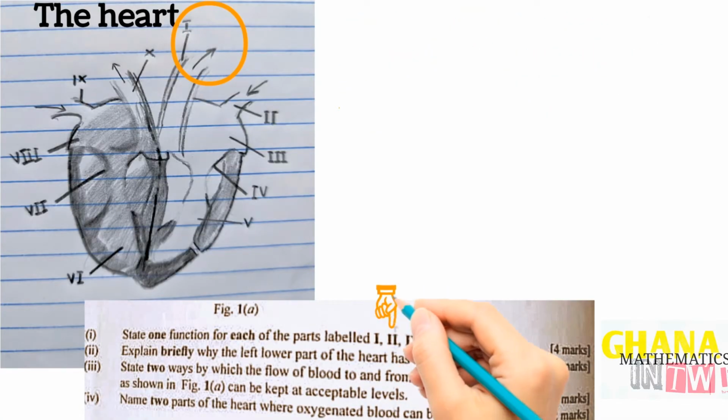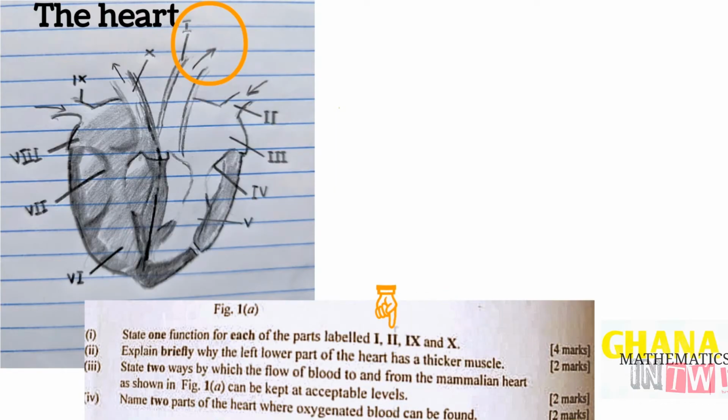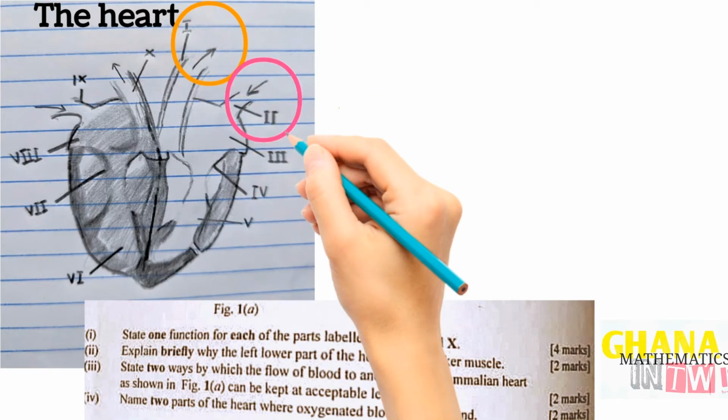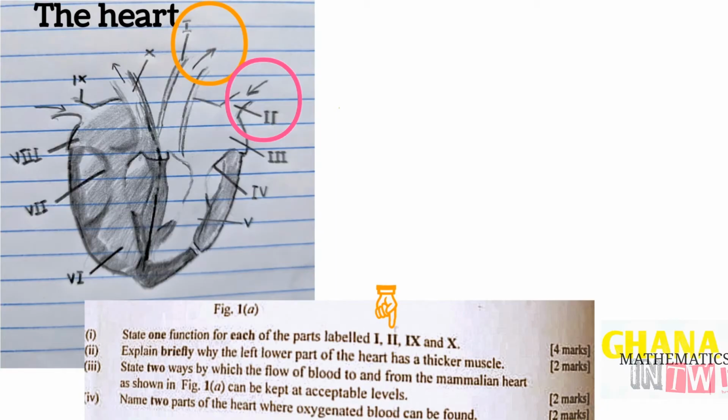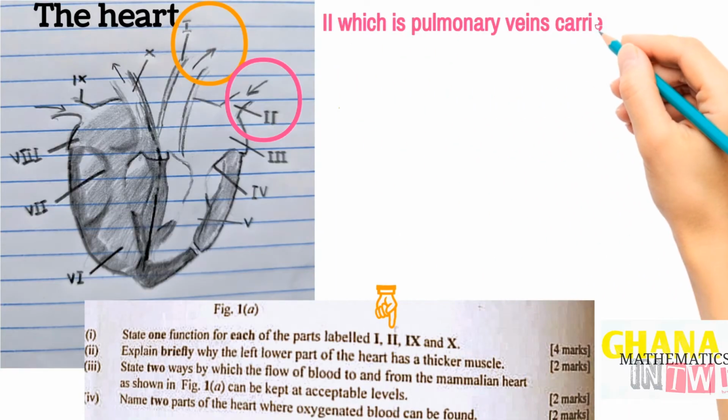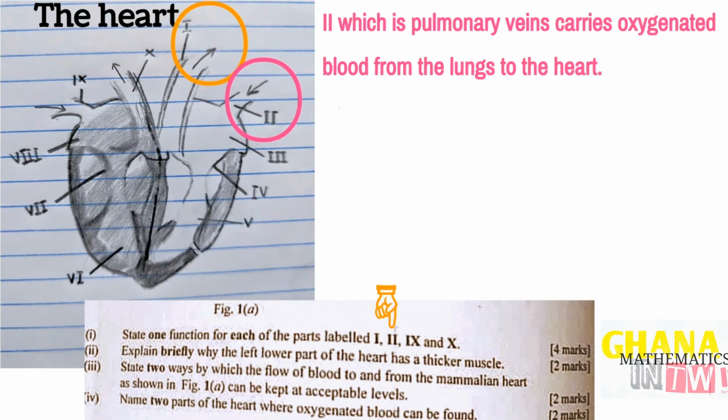We have II, and the II is the pulmonary vein. What is the term pulmonary? Let me underline that word. Pulmonary refers to the lungs. So the II, which is the pulmonary vein, is responsible for carrying oxygenated blood from the lungs to the heart.